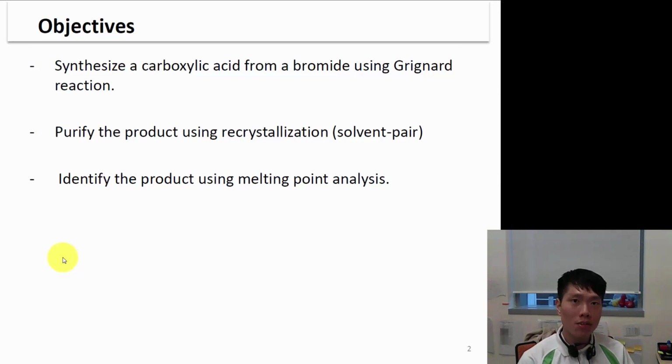There are a few objectives for this experiment. Number one, it is to synthesize a carboxylic acid from a bromide using a Grignard reaction. Here we are trying to help you, not just any random bromide, but it's an aryl bromide.